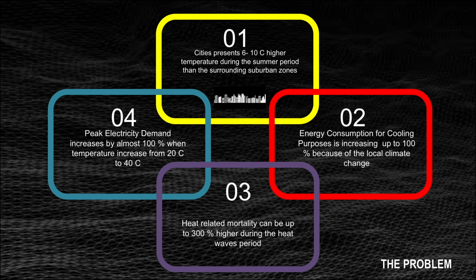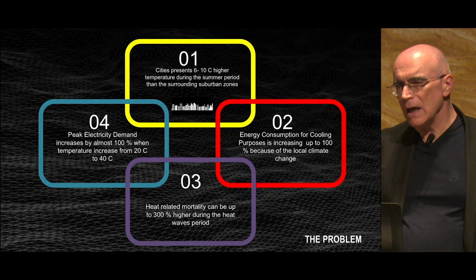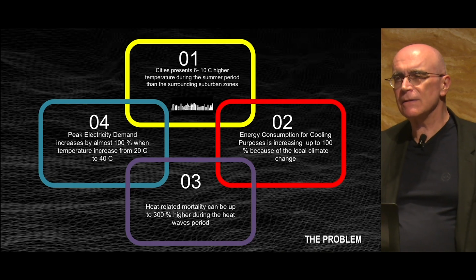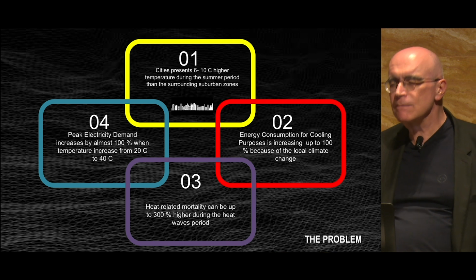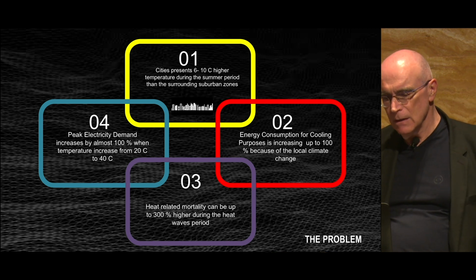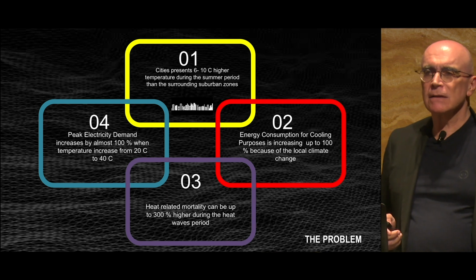Conclusions. First, cities, not only in Australia, all around the world, present 6 to 10 degrees higher temperature than the surrounding area. Unfortunately, this magnitude of overheating is continuously increasing. This has a tremendous impact on energy. Energy consumption is increasing by 100%, a huge penalty, especially for low-income population. This has a tremendous impact on mortality.